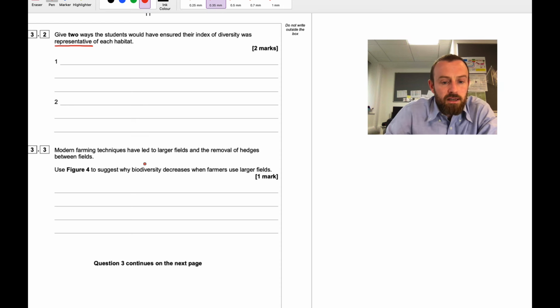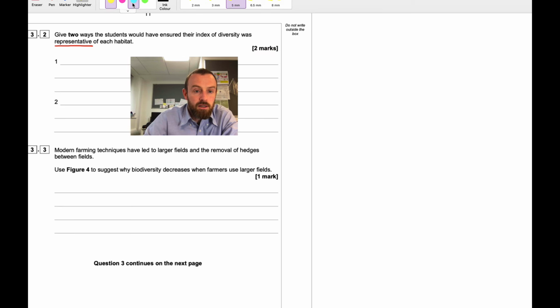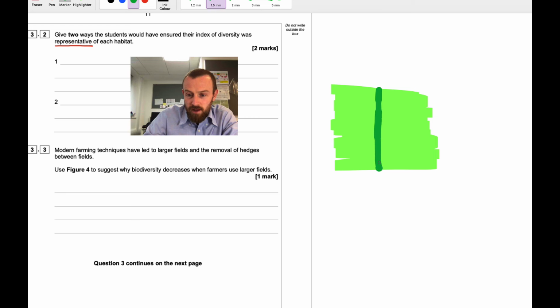Modern farming techniques have led to larger fields and the removal of hedges between fields. Use figure 4 to suggest why biodiversity decreases when farmers use large fields. Perhaps I can illustrate here. Okay, here is a big patch of green space, and then let's say that we've got hedges down the middle. So this is like 4 fields with hedges all the way around.